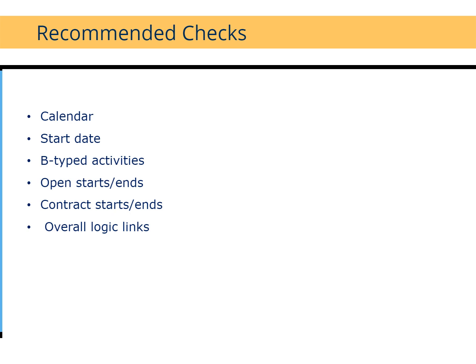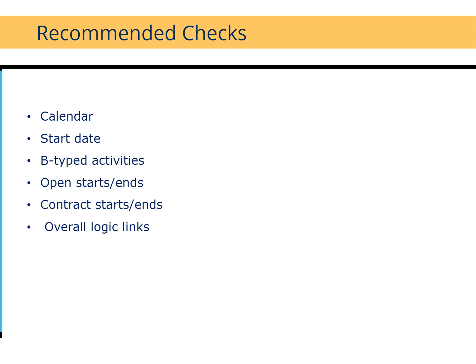Let me just quickly go back to the PowerPoint slide and run through some of the recommended checks. So we have the calendar, which we will look at in a moment. The start date, we already confirmed that the start date on the program is as per what was important, which is the 1st of June. We had a look at the B-typed activities. That means that it doesn't have a predecessor or a successor. Open starts or ends, that was the example we just looked at. Contract starts and ends. So this you will usually introduce once you have ensured that your program has been fully linked. And then lastly, just the overall logic.